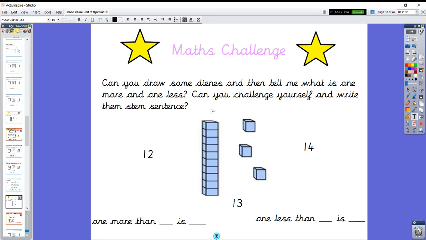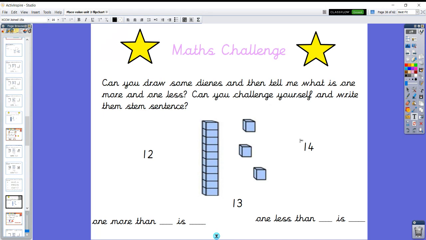So pretend I drew this. Here is my 10. I've got 3 ones and I've written the number 13 underneath here. And then I've put 12 on one side because I know that's one less than 13, and I've put 14 on the other side because I know that's one more. So you can draw your Dienes in the middle and then write the number either side. You might like to draw the Dienes either side to help you.